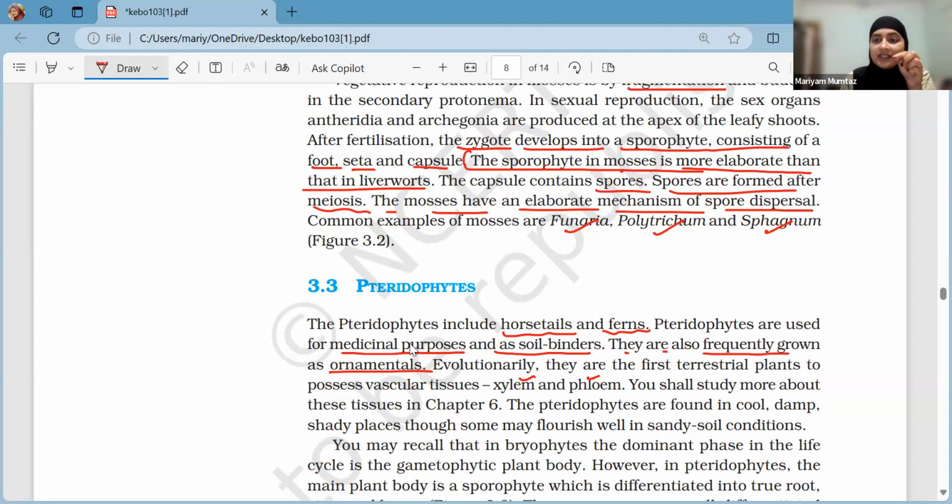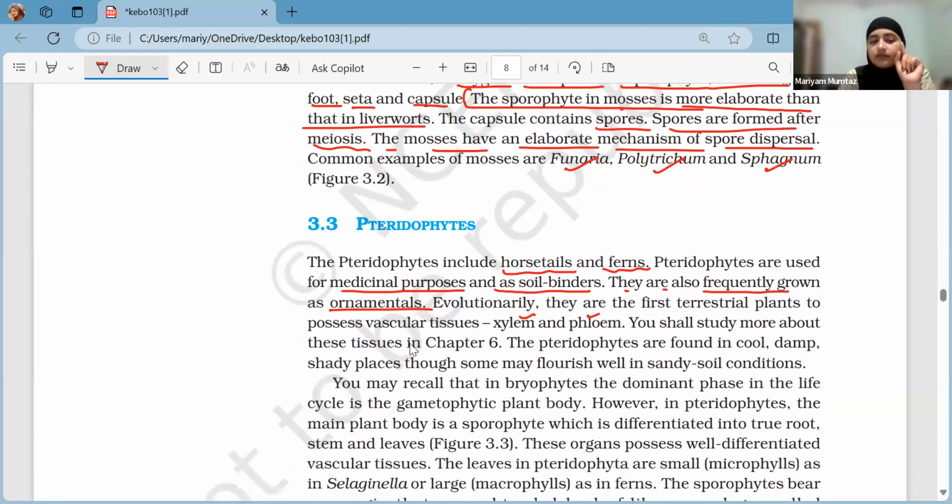And them moving towards the land is a great indicator that now the plant would require a certain mechanism in its body so that transportation of water happens, because now water is not abundant. For that very reason, the pteridophytes have vascular tissues or conductive tissues, that is xylem and phloem. Ma'am, what does soil binders mean? Soil binders, meaning since they are present on the land, they are so deep rooted that they hold the soil together so that soil erosion does not happen.